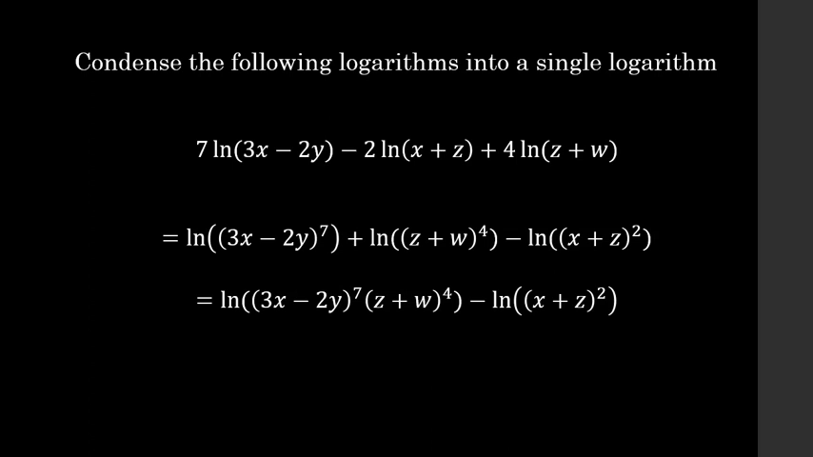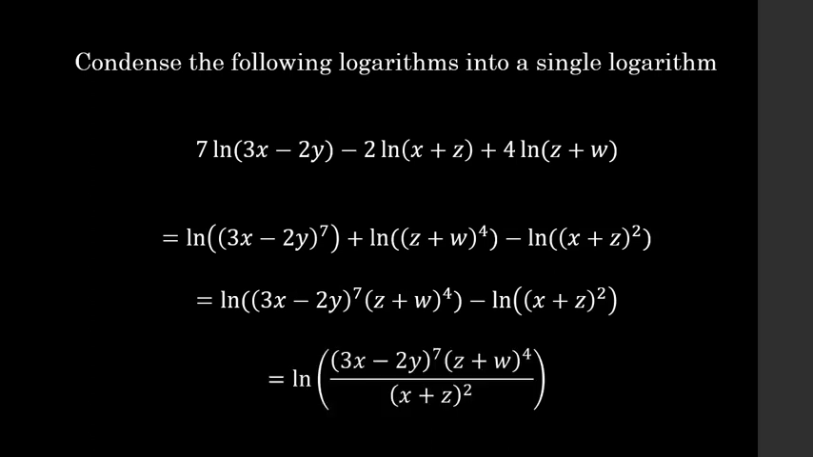Lastly, quotient property, I see the difference of two logs. I'm thinking, okay, that's equal to log of the quotient of those things. And we have ln of 3x minus 2y to the 7th times z plus w to the 4th, all divided by x plus z squared.